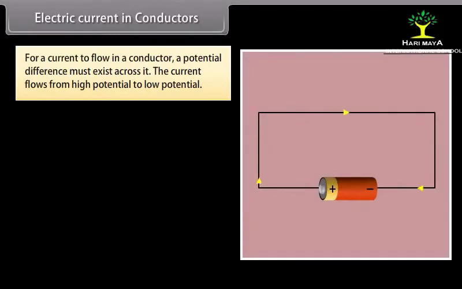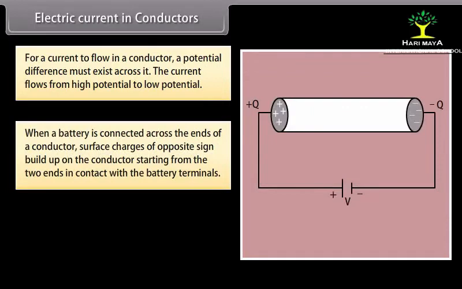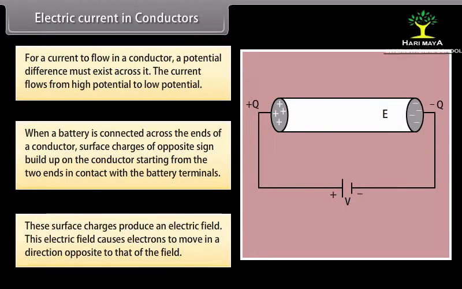Electric current in conductors. For a current to flow in a conductor, a potential difference must exist across it. The current flows from high potential to low potential. When a battery is connected across the ends of a conductor, surface charges of opposite sign build up on the conductor, starting from the two ends in contact with the battery terminals. These surface charges produce an electric field.